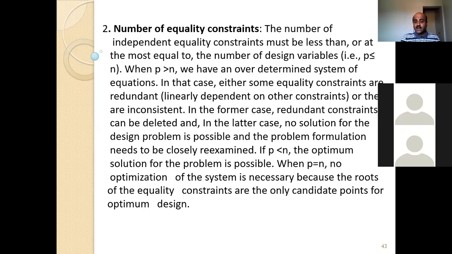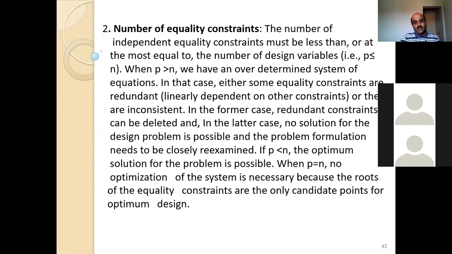And if P is less than N, the optimum solution for the problem is possible. This is another important point. When P is less than N, the optimum solution for the problem is possible. When P is equal to N, so at most equal to. Generally what we expect is the number of independent equality constraints should always be less than the number of design variables. But in certain cases, it might be equal to the number of design variables. When P is equal to N, no optimization of the system is necessary because the roots of the equality constraints are the only candidate points for the optimum.